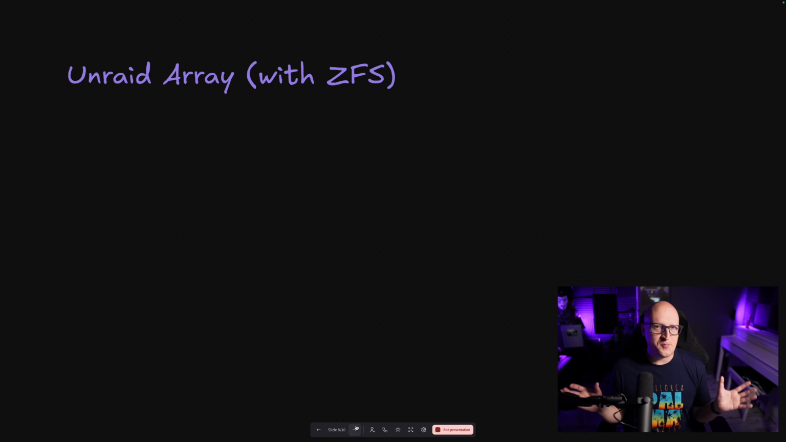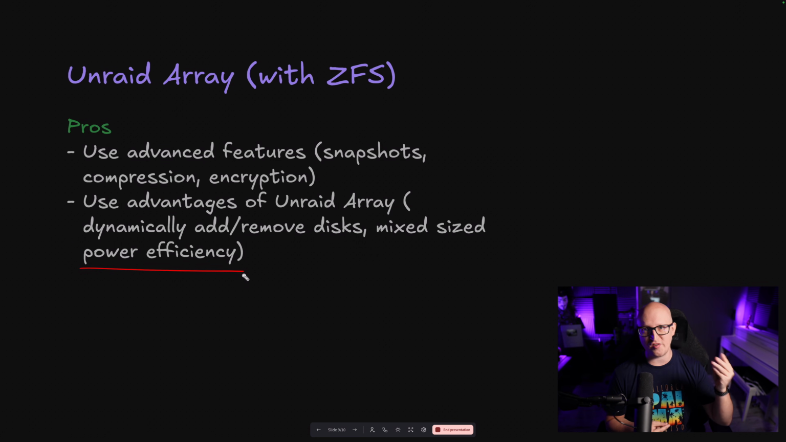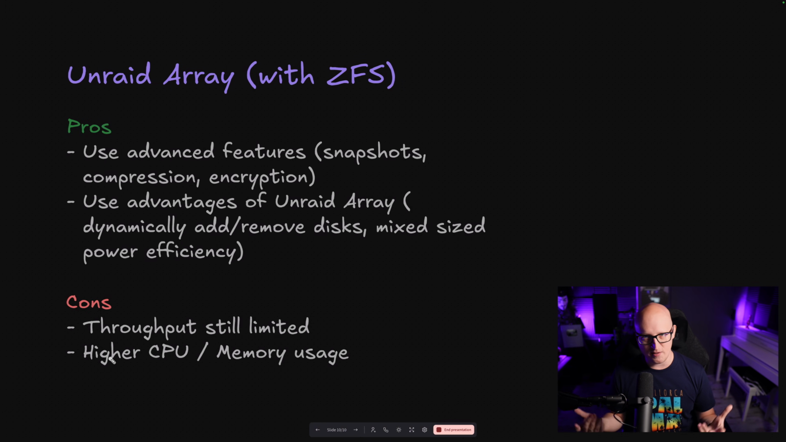Now, this is kind of a special case where you benefit from some advantages of the ZFS file system, such as snapshots, compression, and encryption, and combine it with the advantages of the Unraid array, where you still can dynamically add or remove any disks with mixed sizes, and you can spin down disks for greater power efficiency. However, of course, you're still quite limited to the throughput of the Unraid array, so probably even worse than using XFS, because ZFS has also some overhead. And of course, you also have to deal with the higher CPU and memory usage of ZFS.